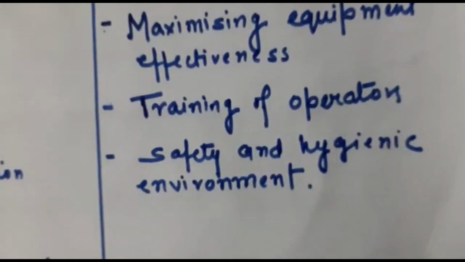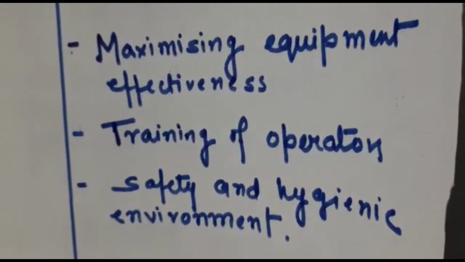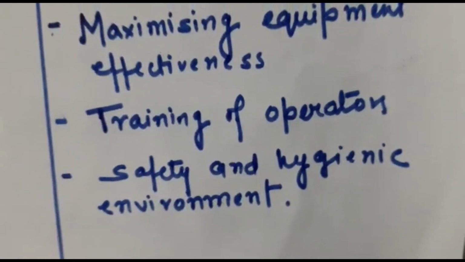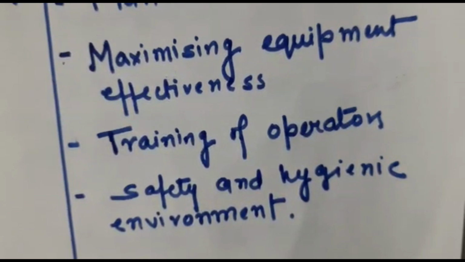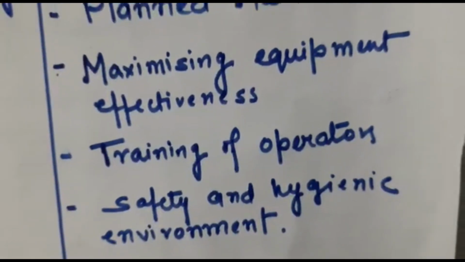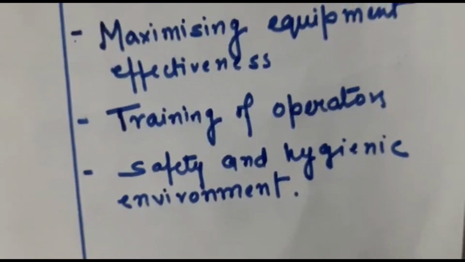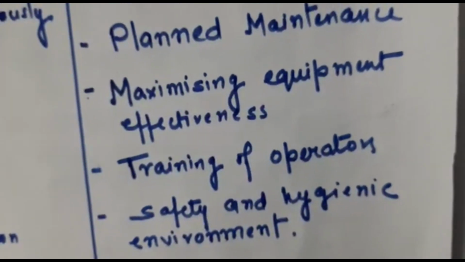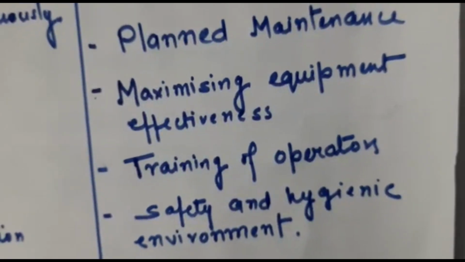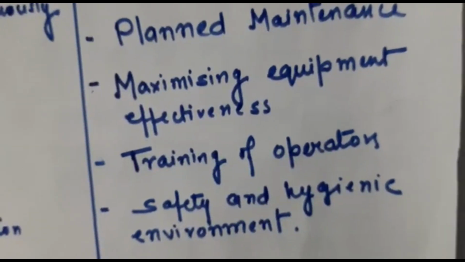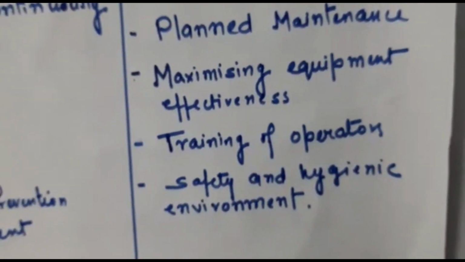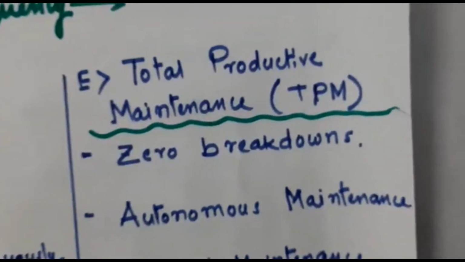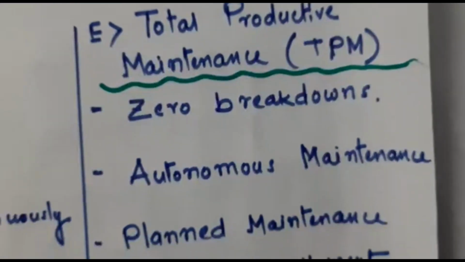Next is, in order to follow TPM, in order to have total productive maintenance, TPM encourages education and training of operators for increasing productivity, and also it encourages a safe and hygienic environment for achieving zero breakdown or zero work related accidents, and for protecting the environment. So all these elements are the elements under TPM, which has the objective to have zero breakdown.